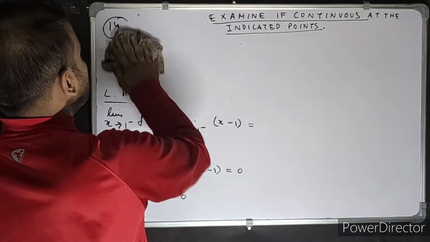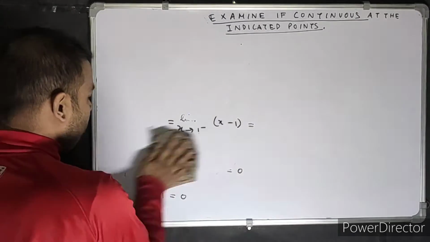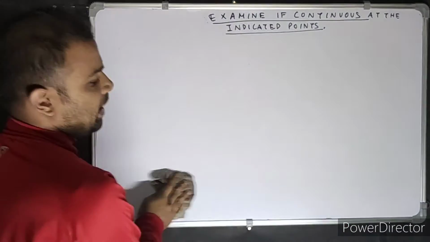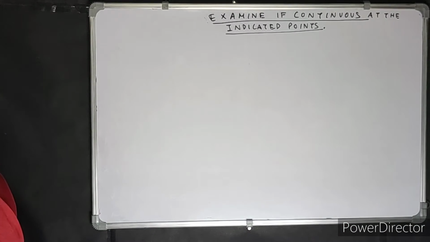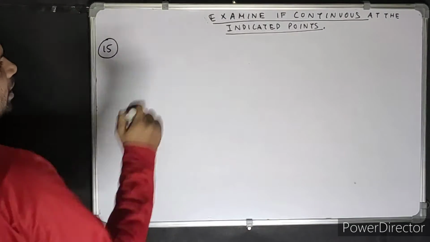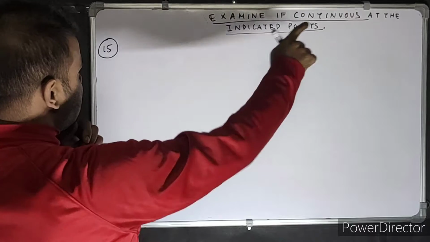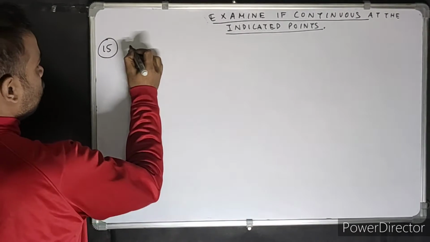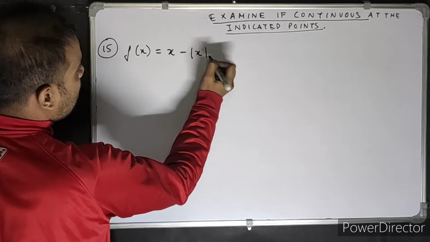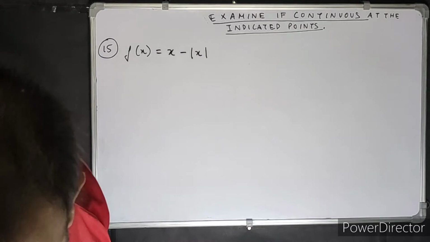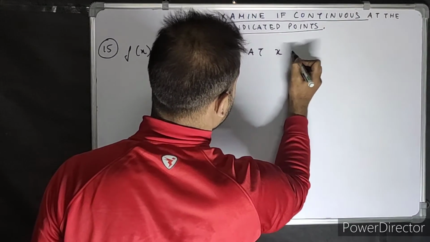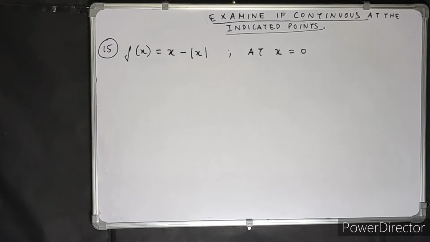Question number 15. This is important because it might come for your exam. One mod type they want to give, an easy one maybe. This is also the mod type, question 15, same heading: examine if continuous at the indicated points. So f of x is given as x minus mod x, and you have to check if this is continuous at x equal to 0.